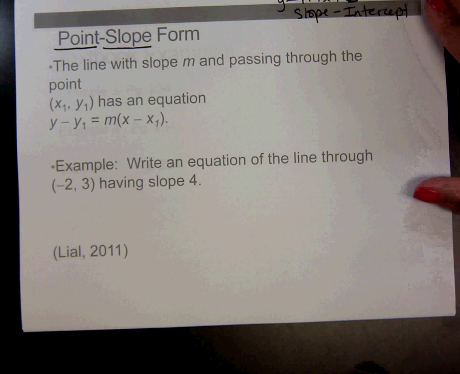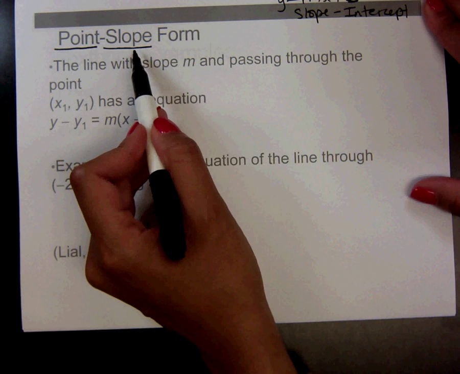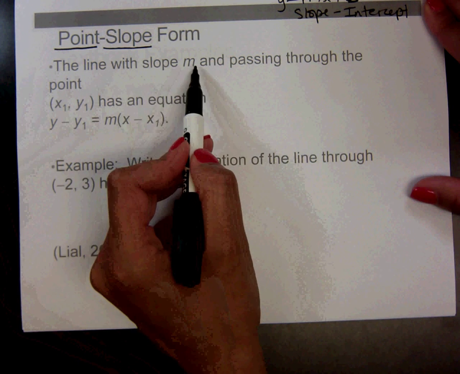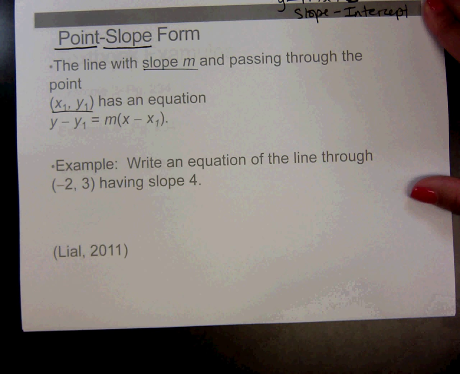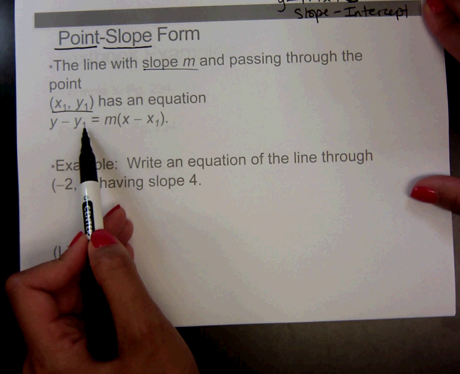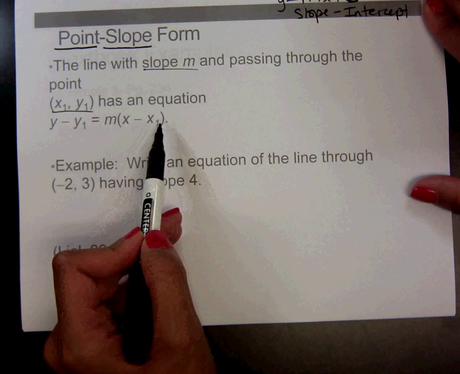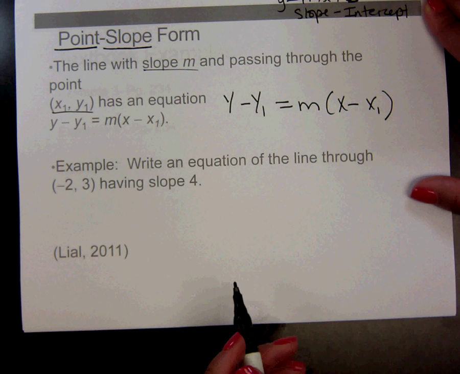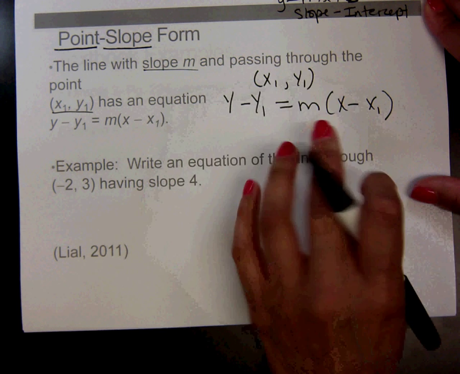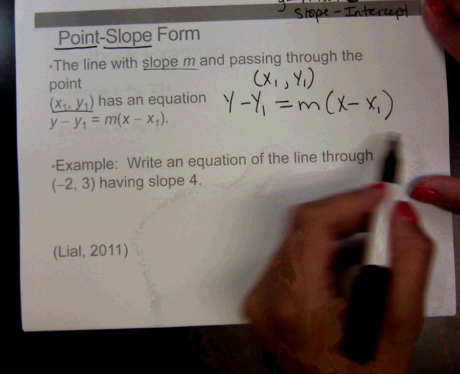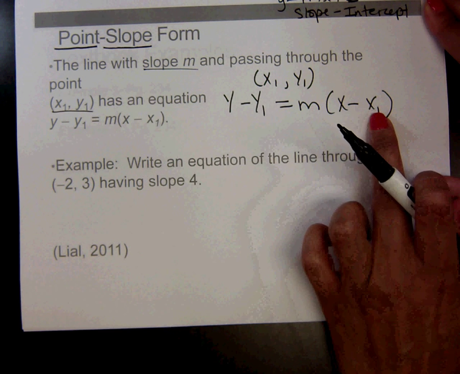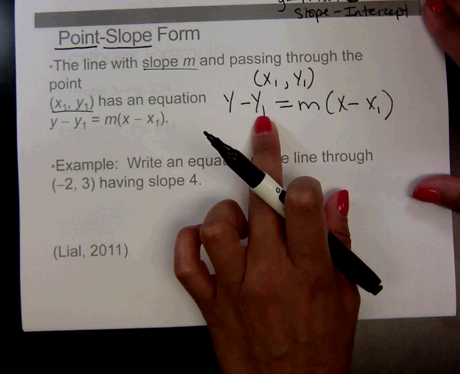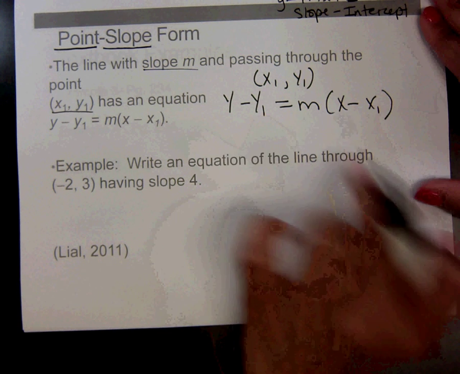Okay? So, just as the name suggests, if you have a point given to you and the slope given to you, point slope form can be used to write the equation of a line. It says the line with slope m and passing through the point x1, y1 has an equation of y minus y1 equals m times x minus x1. Let's talk about this. There are a couple of x's and a couple of y's. Always remember, the point that the line passes through is x1, y1. So when you are substituting into this equation, you substitute in your x coordinate here and your y coordinate here. The ones with subscripts are your points, the coordinates of your point, where m is your slope.